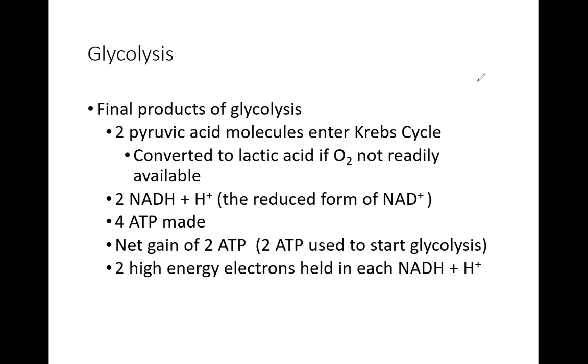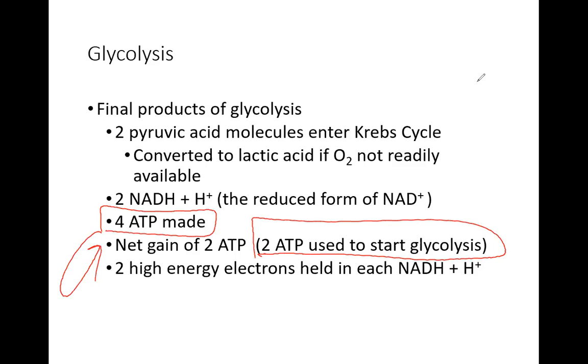So here we have to spend some ATP. We actually burn 2 ATP to start the process. We make 4 ATP, but we burned 2 to start. So we end up with a net gain of only 2, because we have to use 2 to start it.